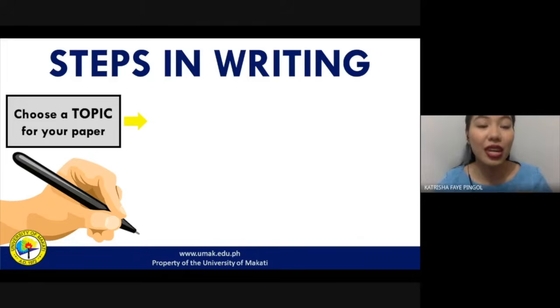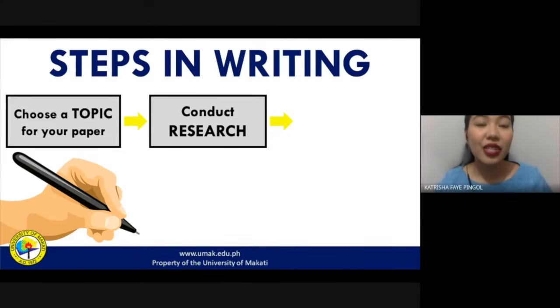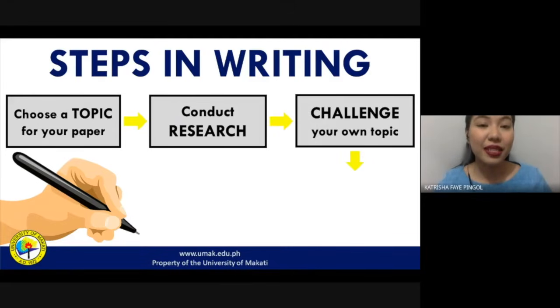Next, as a writer and as a producer of academic texts, obviously you have to conduct your research even before moving to the writing part. The next thing that you have to consider in writing your position paper is, of course, challenging your very own topic. Now, some of you might ask me, why do we have to challenge our own topic? Aren't we just generating support for our own beliefs, our own viewpoints, or our own stand regarding that particular topic?